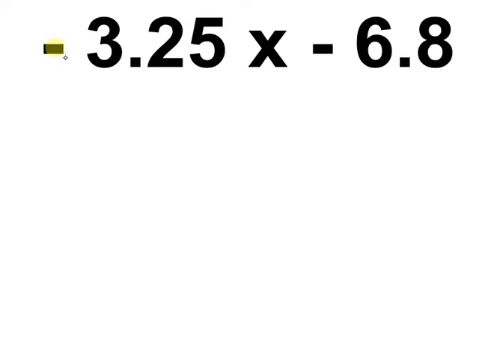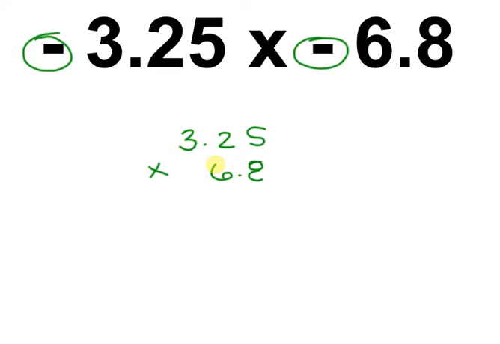All right, so here we have negative 3.25 times negative 6.8. Again, you might be asking, why am I circling those negatives? For me, it's a visual reminder that I need to go back and check for my signs. If you're someone who forgets your negatives, highlight them, circle them, star them, do whatever you need to do so that you don't forget them, okay? So I'm going to put the 3.25 on the top times 6.8.